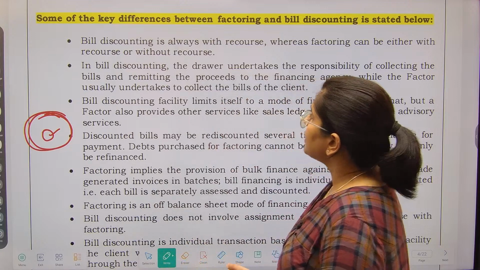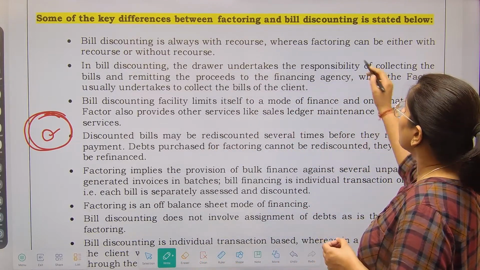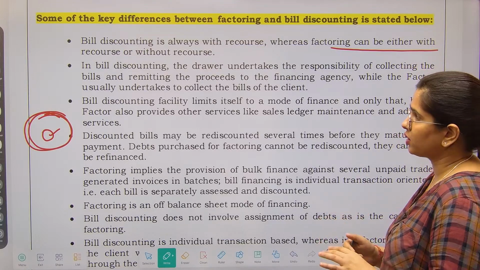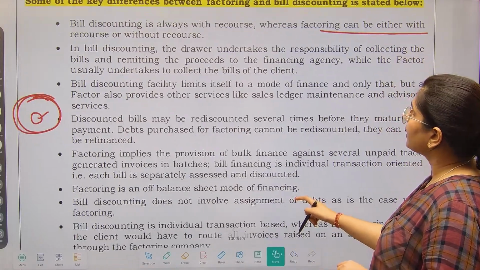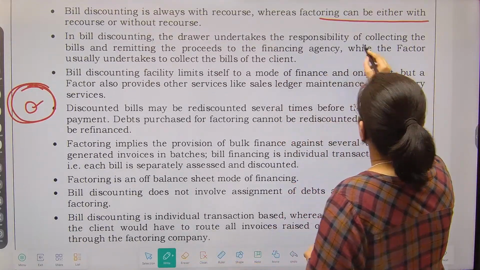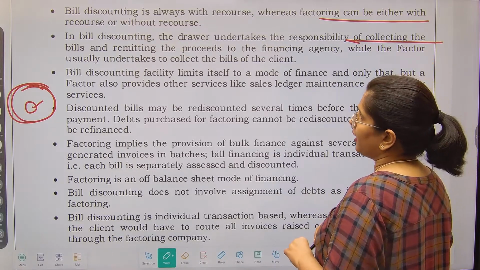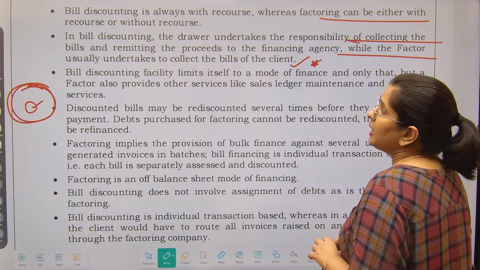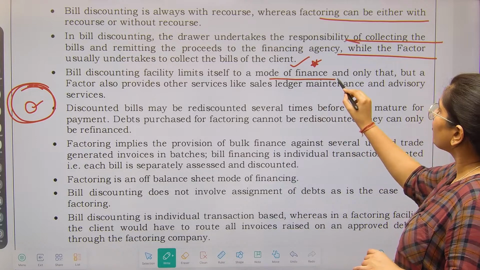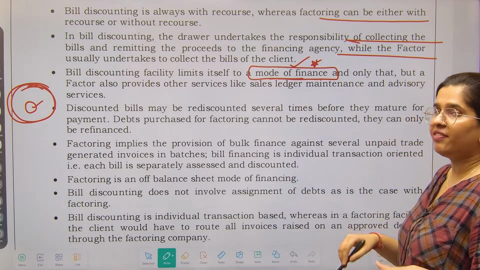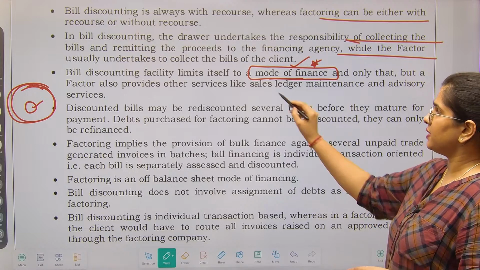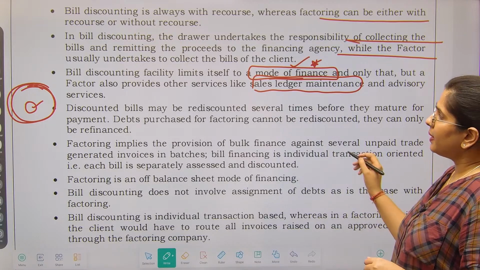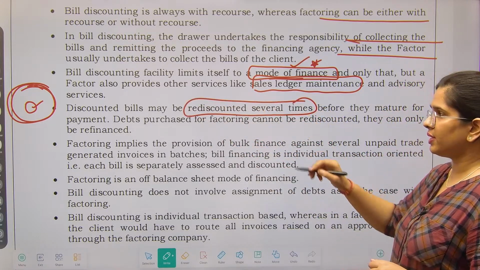Debtor wise. Now bill discounting is always with recourse, whereas factoring can be with either recourse or without recourse. We have talked about it. In bill discounting, the drawer undertakes the responsibility of collecting the bill, right? And the factor usually undertakes to collect the bills of the client. This facility limits itself to the mode of finance and only that. But a factor might provide you other services as well, जैसे कि sales ledger maintenance, advisory services.